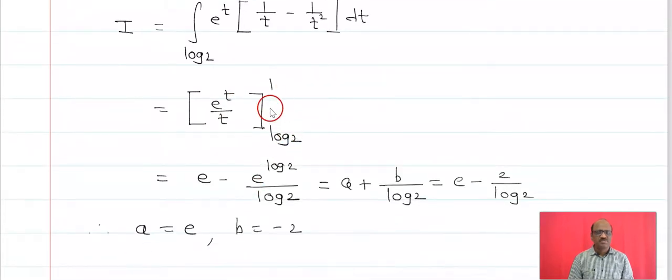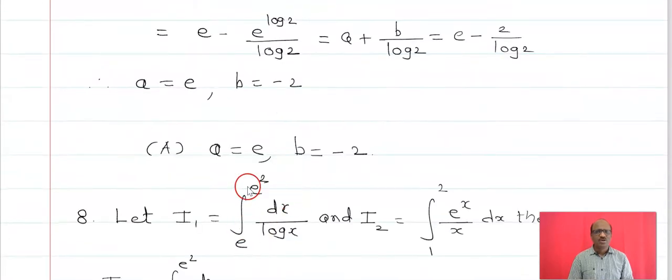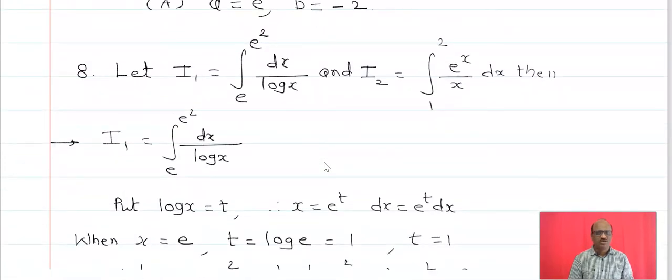So, replace t by 1, t च्या जागी काय टाकणार तर 1 टाकणार, e minus e raised to log of 2 upon log of 2, and compare this. If we compare this with a plus b upon log of 2, the value of a is equal to e and the value of b is equal to minus 2, and hence option कोणता correct असणार आहे? The option A is the correct one. That is, a is equal to e and b is equal to minus 2. Normal integration तुम्हाला ते solve करायचे.